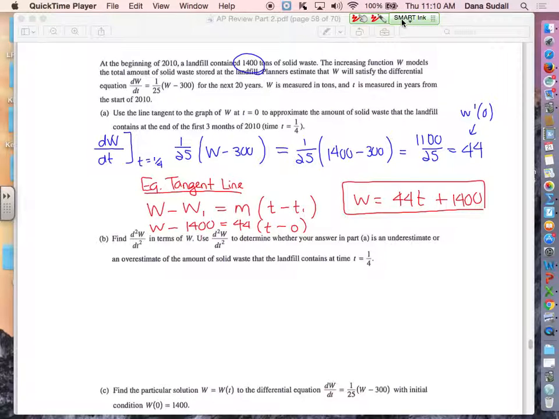And then finally, they want to know what W of 1/4 is. We were estimating this. So 44 times 1/4 plus 1,400, that's going to give us 11 plus 1,400, which would be 1,411 tons. So 1,411 tons there for that one.